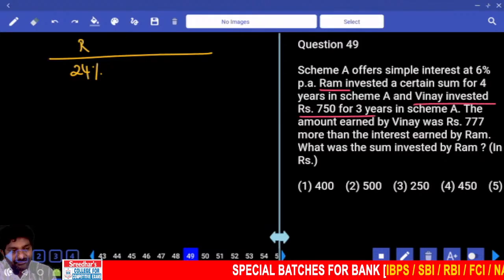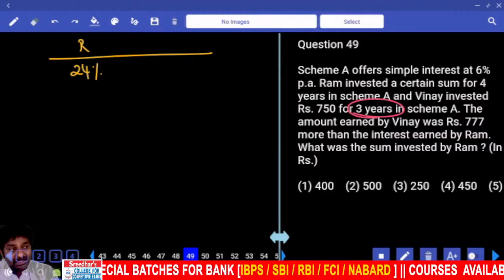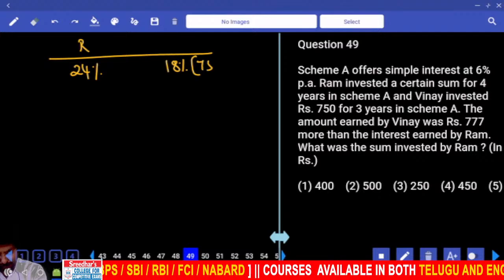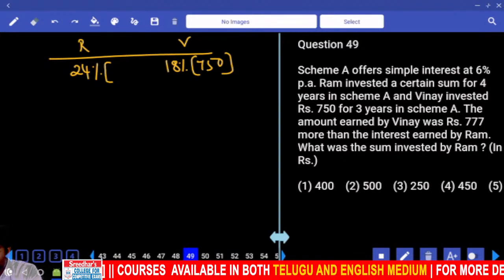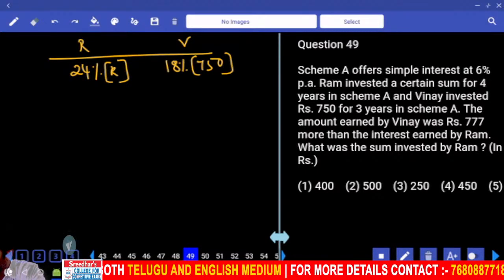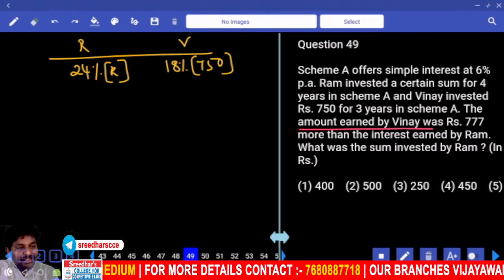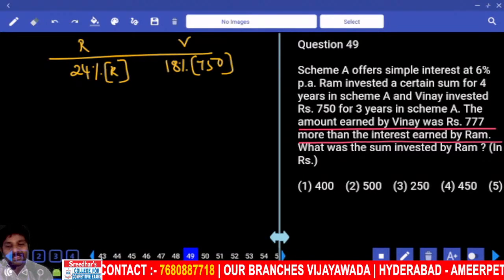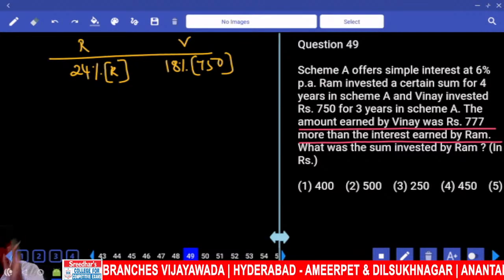Vinay invested 750 rupees for 3 years in scheme A. Now Vinay gets 3 into 6, 18% of 750 as interest. So Ram will get 24% of his principal. And do we know his principal? Let it be R. Is it clear? Continue. The amount earned by Vinay was 777 more than the interest earned by Ram. Interest earned by Ram is 24% of R. In a way, I will directly treat it as 24%. Do you have any problem?